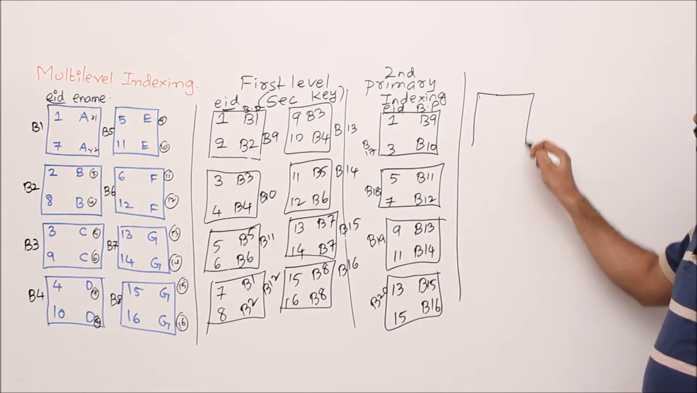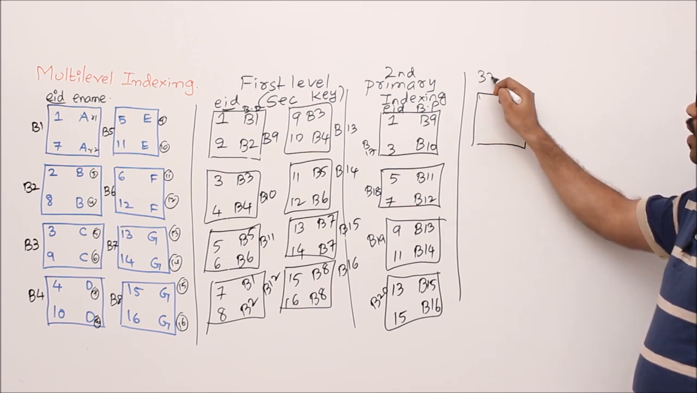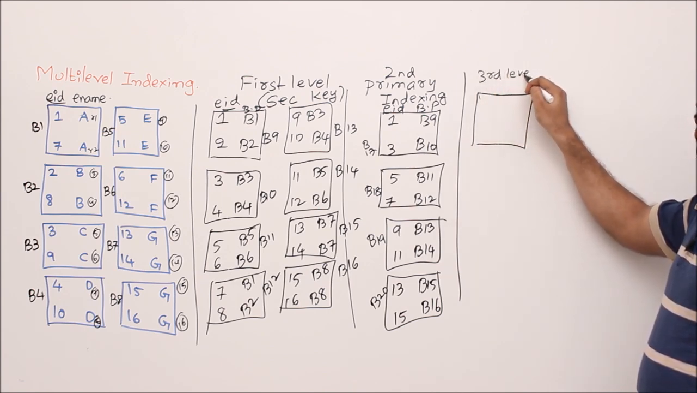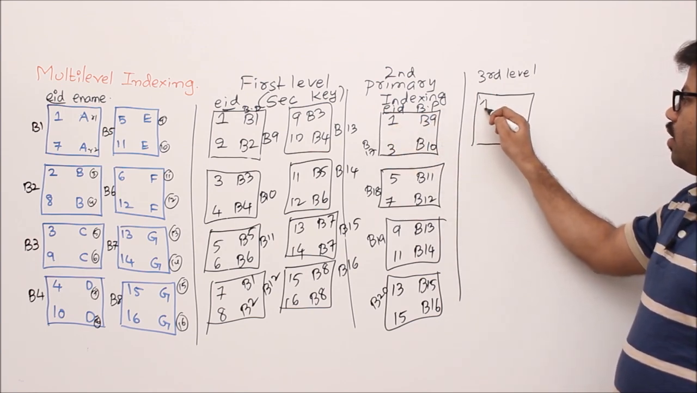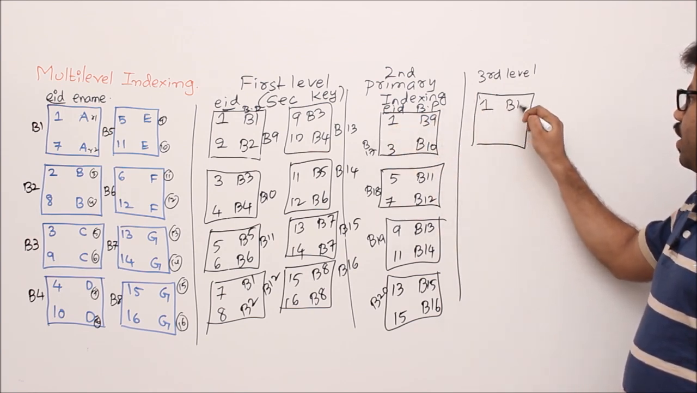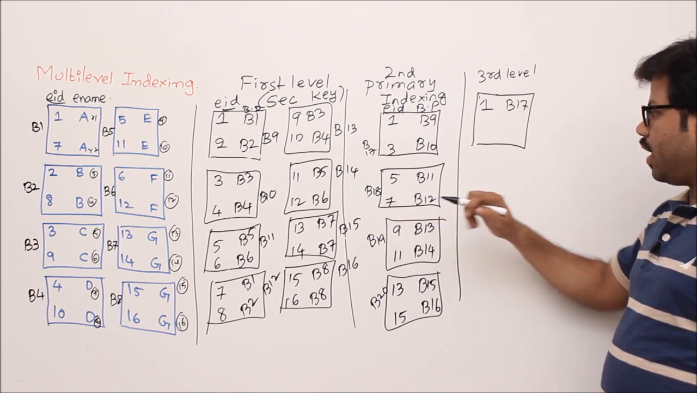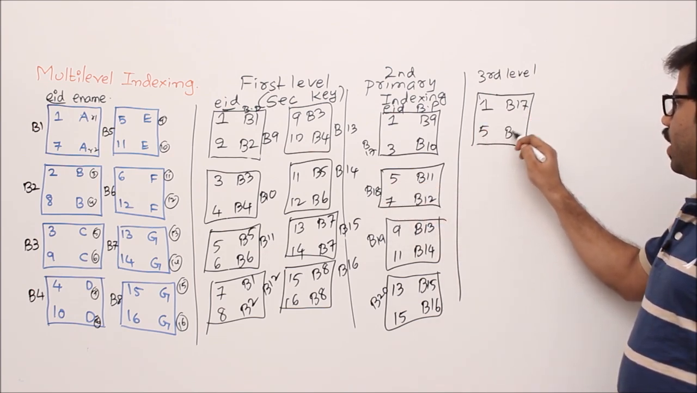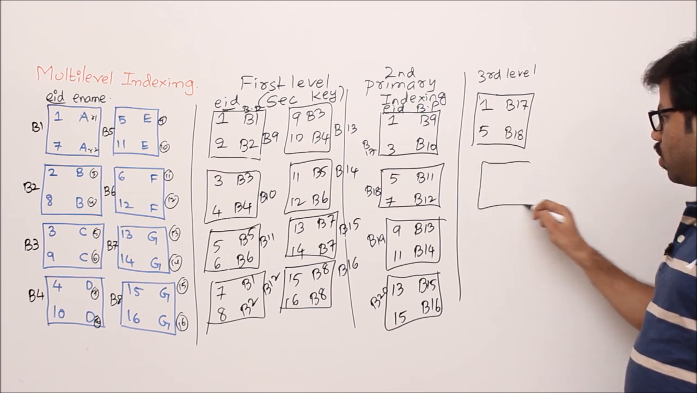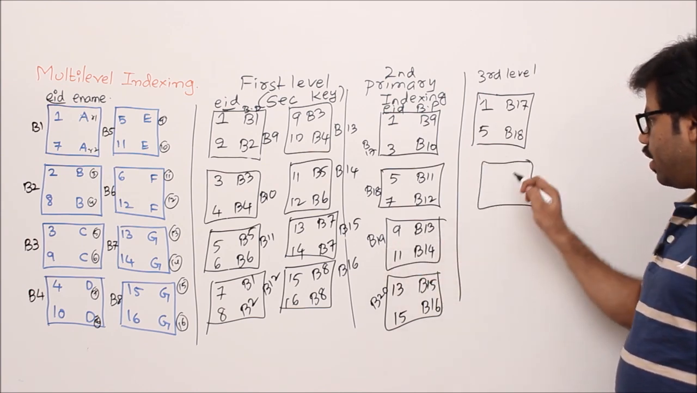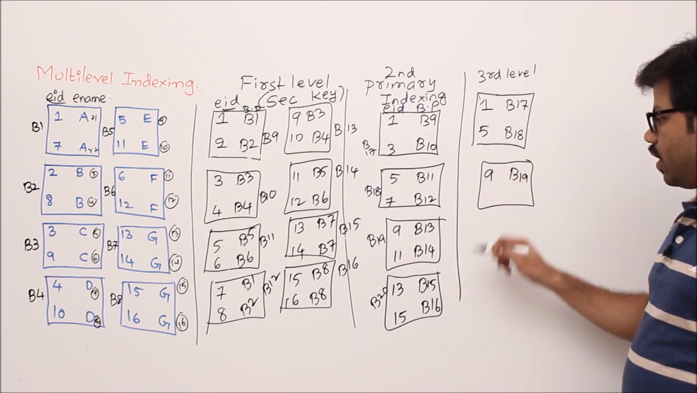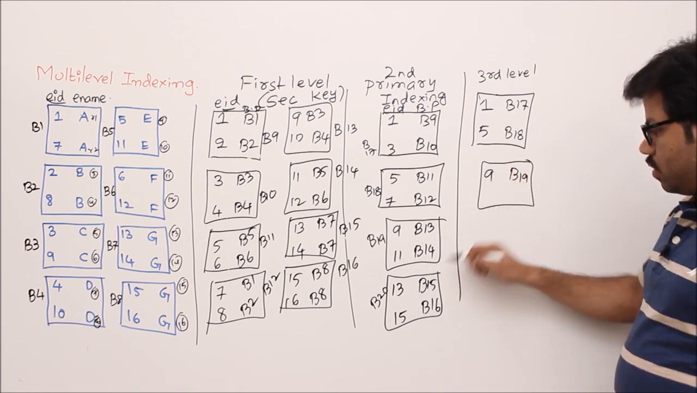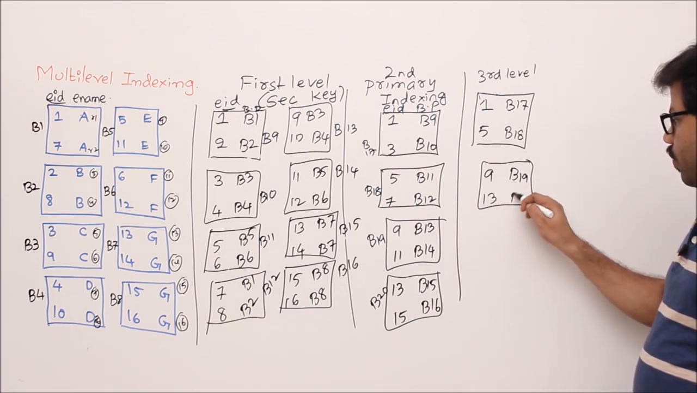So let's go for that. So this is called third level. In the third level index, we have 1. Where is 1? 1 is in B17. So what is the starting record in B18? 5. 5 in B18. In that way, next block. Where is the next block? B19. What is the starting record? It is 9. Then next one is 11, right? Sorry, 13. 13 is in B20.